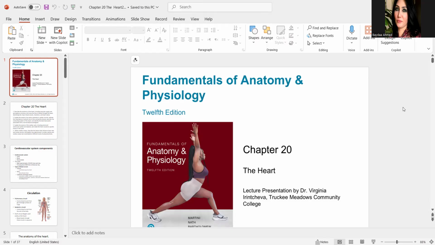And this extraordinary organ beats approximately 100,000 times each day. Each day, the heart pumps about 2,000 gallons, or just over 9,000 liters of blood.